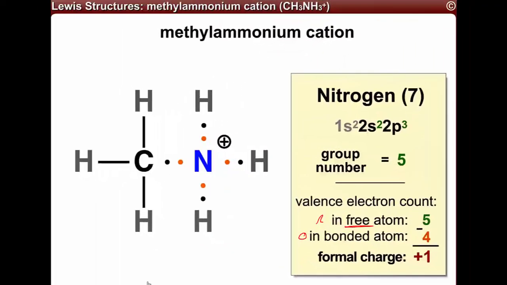Lastly, we look at this example of the nitrogen. Nitrogen, neutral, has 5 valence electrons. In this particular case, it only owns 4 electrons, therefore it has a positive formal charge.